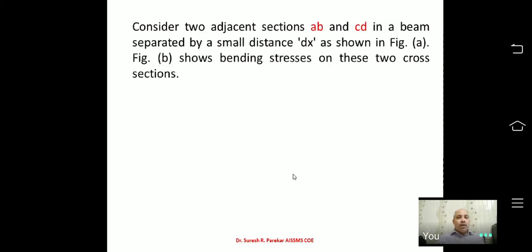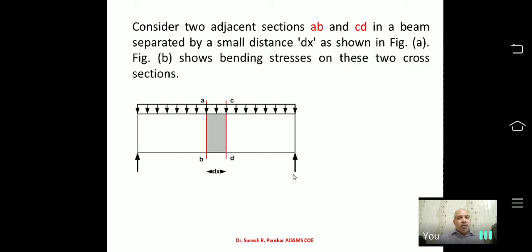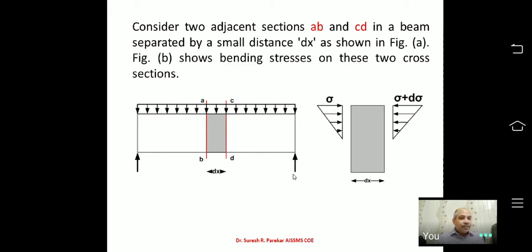Now we will consider two adjacent sections AB and CD in a beam separated by a small distance dx, as shown in figure A. So we have this beam simply supported, loaded with UDL, and we are going to consider dx distance, that is between AC and BD, that is AB section and CD section.